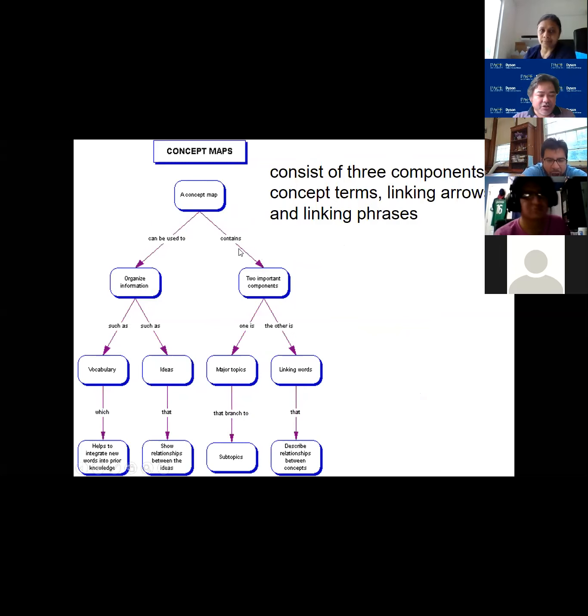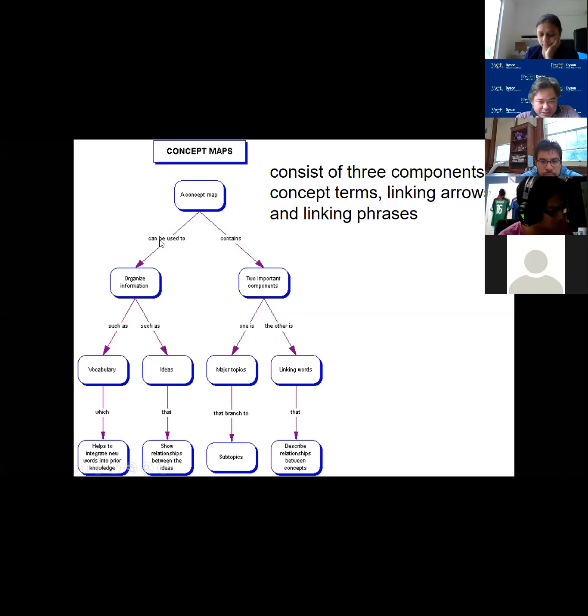Okay? So if you look at these concept terms, the linking arrow is the one that provides the relationship between the two concepts. So in a concept map there are two important components. The linking arrow is the one that will provide the relationship. Now the phrase there, like this one, "contains", that's your linking phrase. So it represents the relationship between a pair of concepts.